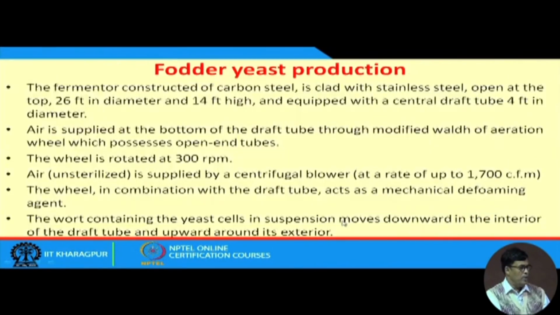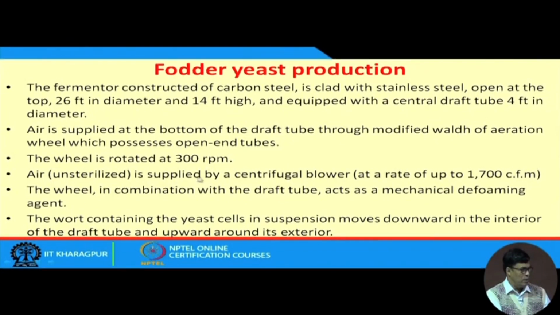Now, fodder production: the fermenter is constructed in carbon steel clad with stainless steel, open at top, 26 feet diameter and 14 feet height, equipped with a central draft tube 4 feet in diameter. Air is supplied at the bottom of the draft tube through the modified valve of the aeration wheel, which possesses open end tubes. Now, the wheel rotates at 300 rpm.